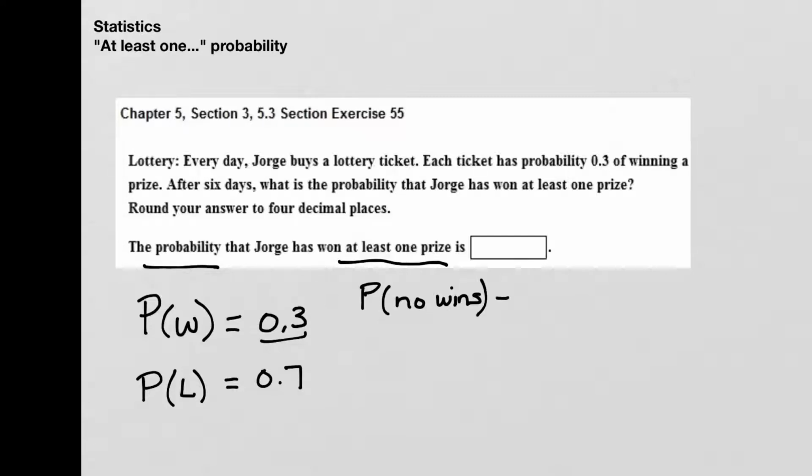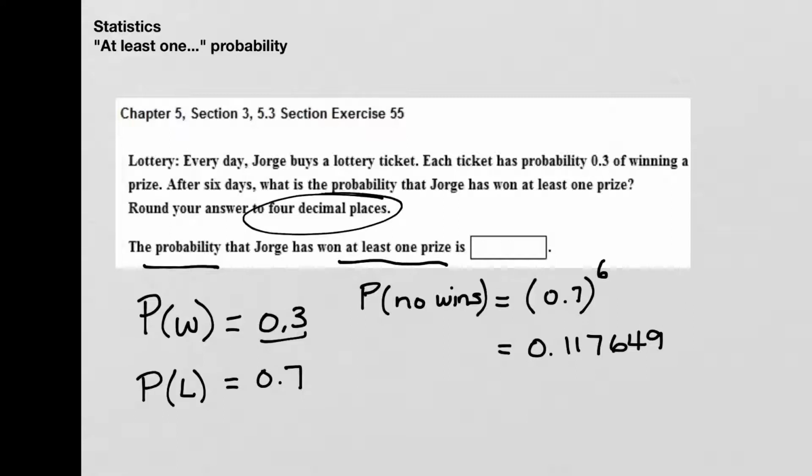So to find the probability that he has no wins, the probability is going to be the same each day. So we take our 0.7, and it's really 0.7 times 0.7 times 0.7, and so on for the 6 days, but I'm just going to raise 0.7 to the 6th power, and that's a lot quicker. So now I calculate that, and I get 0.117649.